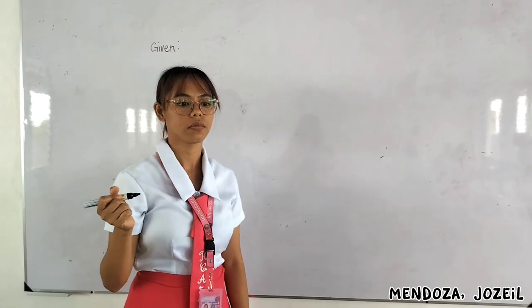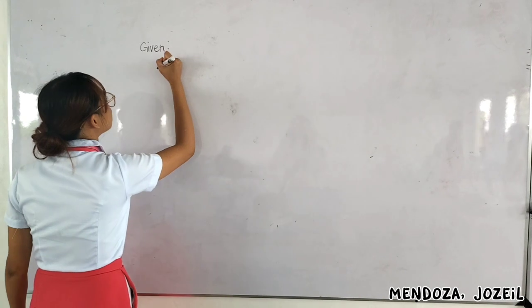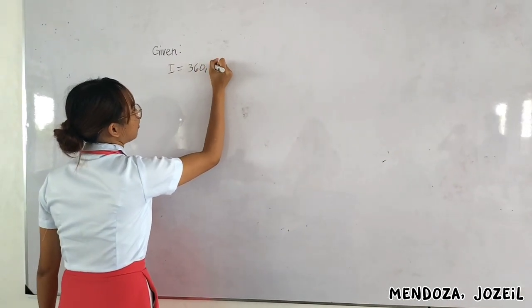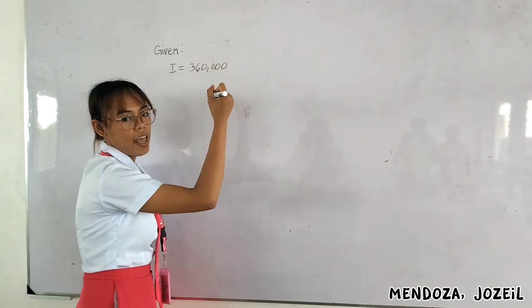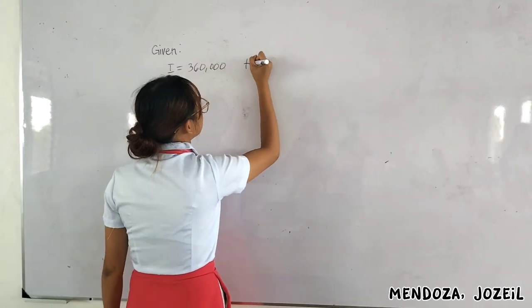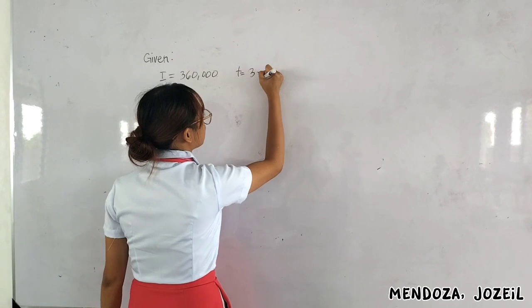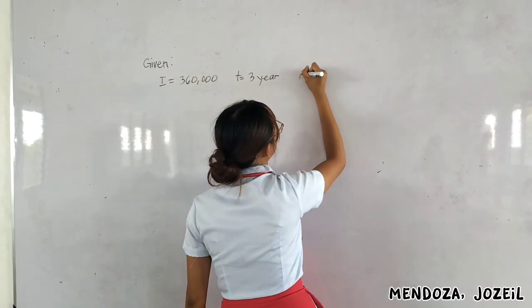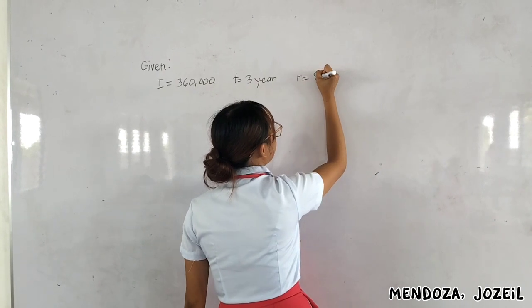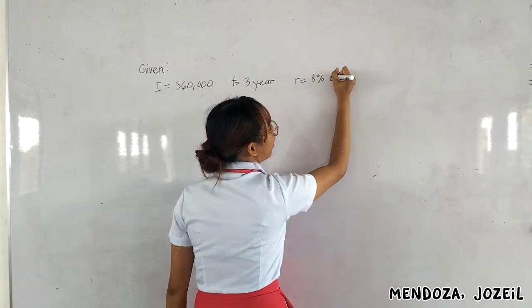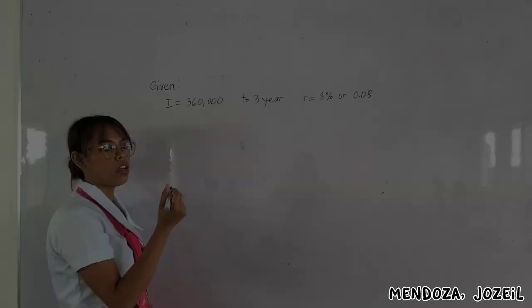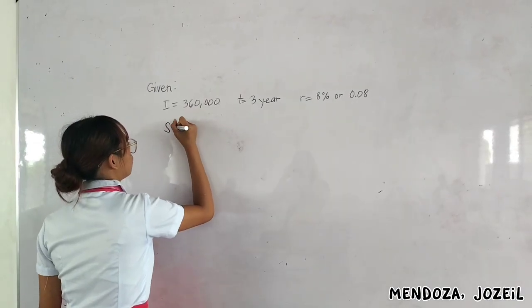So, I is equals to 360,000. Then, the time is 3 years. And the rate is 8% or 0.08. Solution.